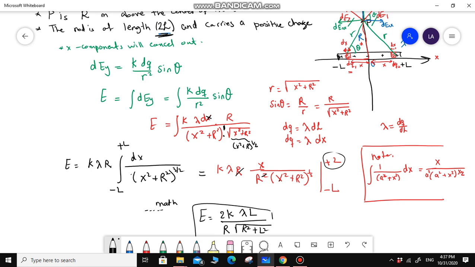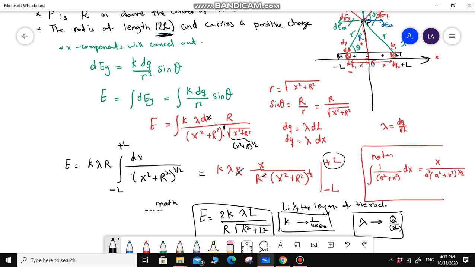So this is the final result. Notice that L is half the length of the rod. Now, sometimes in a problem it's better to substitute k as 1 over 4 pi epsilon 0 and do the simplification. In some problems they give you q instead of lambda, so you substitute q over the length, which here is 2L, instead of lambda. So just keep these points in mind: here I named the full length of the rod as 2L, and L in the formula is half the length of the rod.